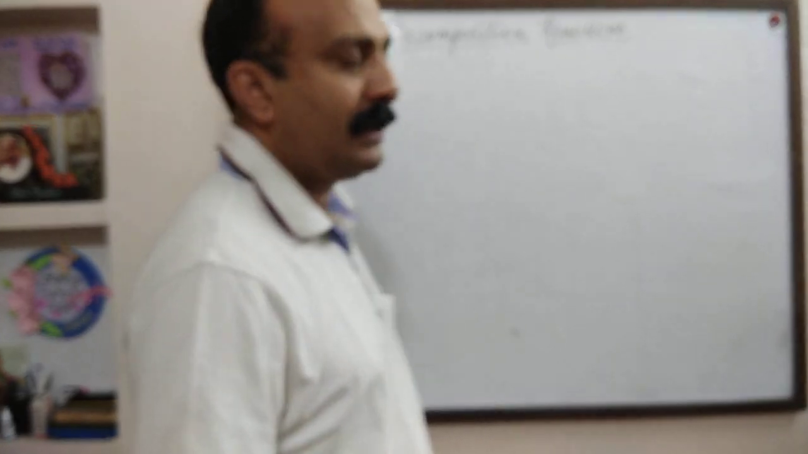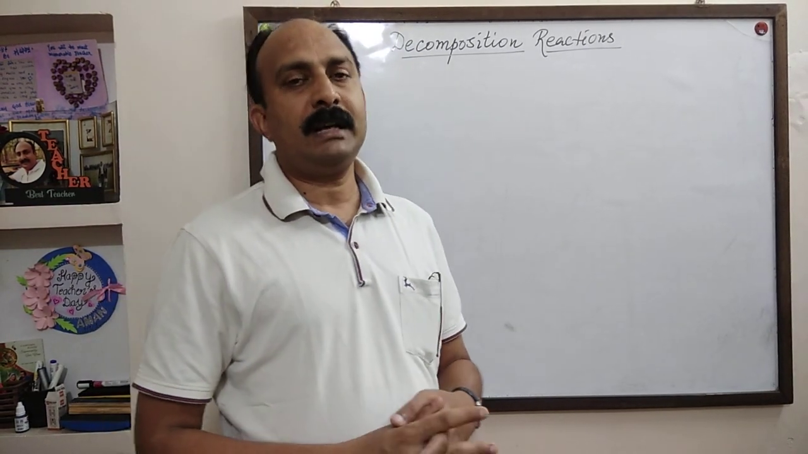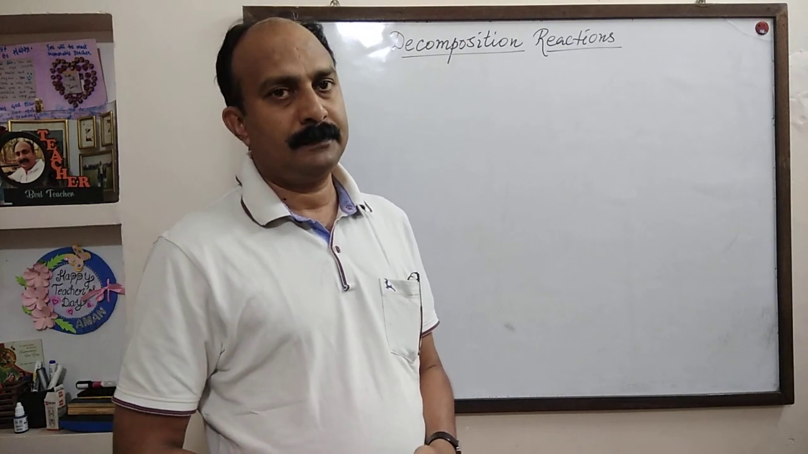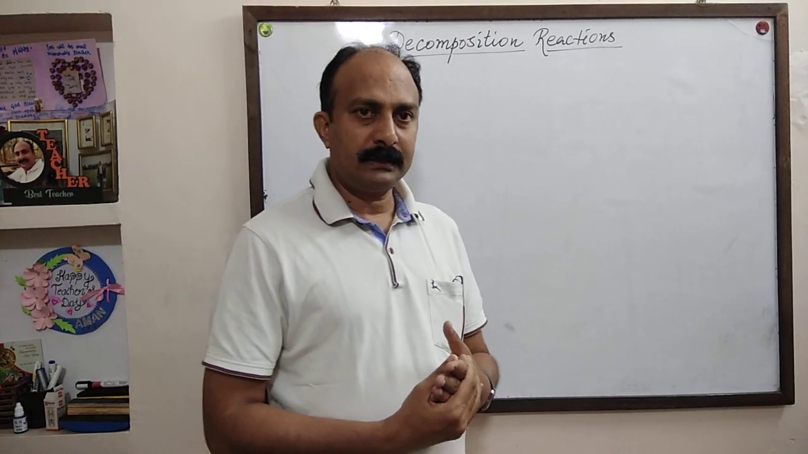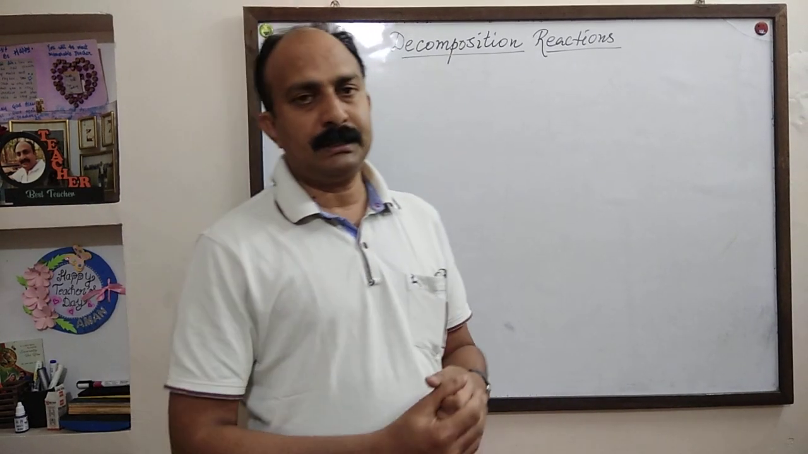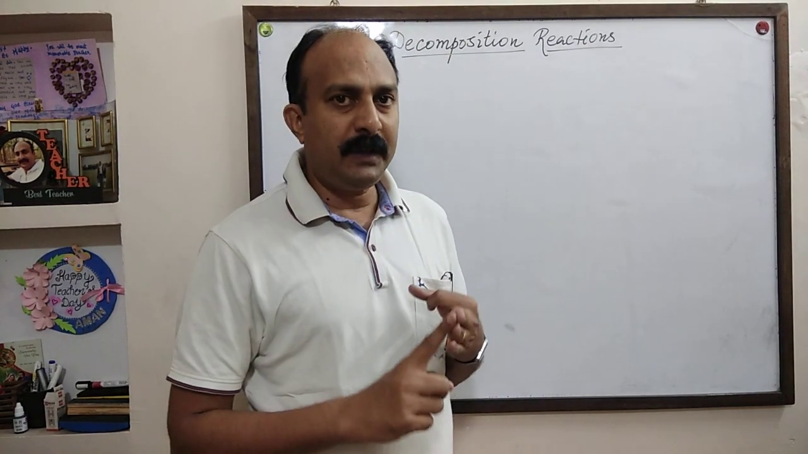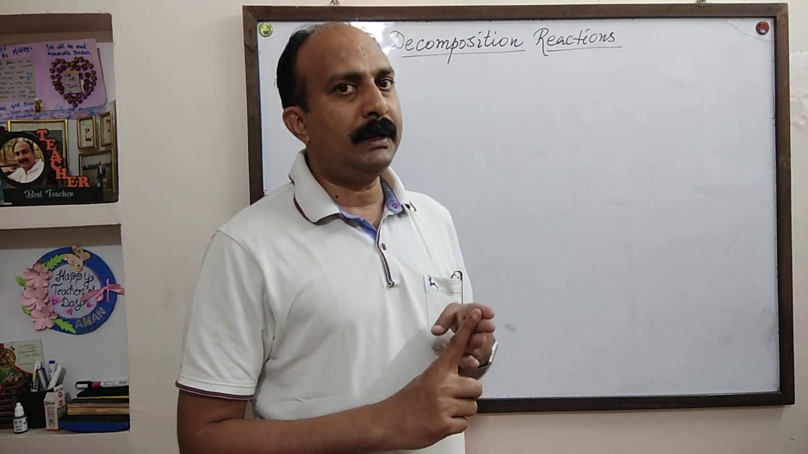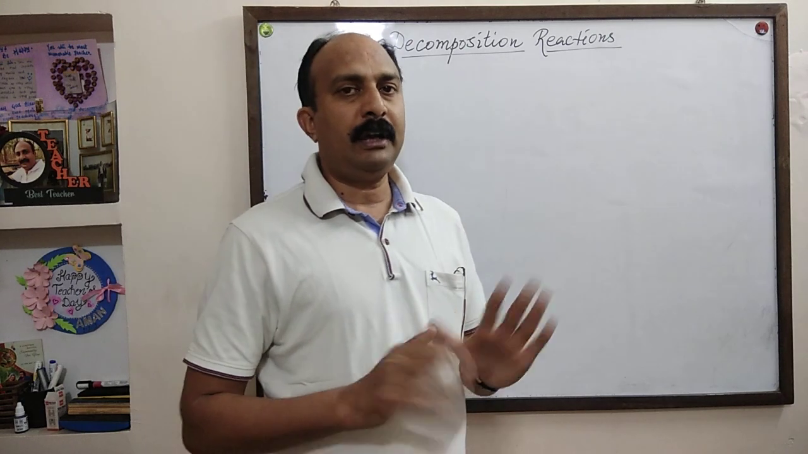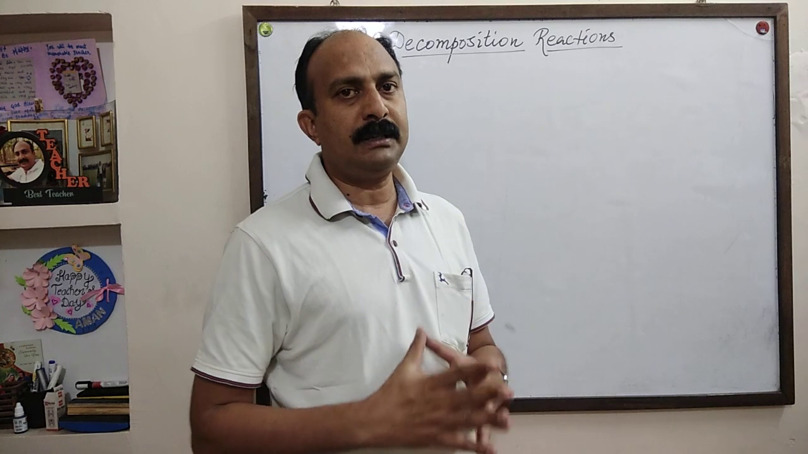Hello students, once again I am here to continue with the first chapter of class 10 chemistry, that is chemical reactions and equations. In my previous class I have explained to you about the different types of chemical reactions: combination reaction, decomposition reaction, displacement reaction, double displacement reaction, oxidation and reduction reaction. There are 5 types of chemical reactions. We will be discussing each type in this chapter.